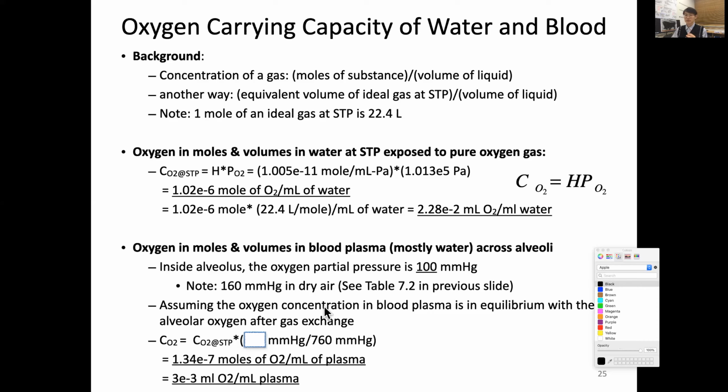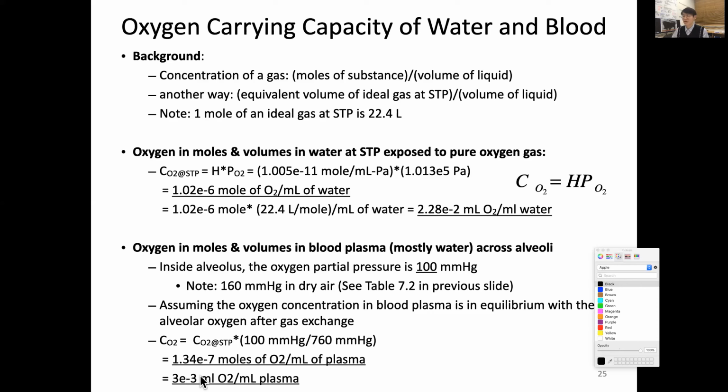So assuming the blood plasma comes in contact and gas exchange forms an instantaneous equilibrium state, the oxygen concentration in blood plasma will be in equilibrium with the alveolar oxygen after gas exchange. Then we can compute the oxygen in moles in blood plasma, which is the oxygen in pure oxygen gas times the partial pressure of oxygen, which is not 760, but 100. This fraction gives the oxygen concentration in blood plasma, which in terms of volumes of ideal gas is 3e to the minus 3 milliliter of oxygen per milliliter of plasma.